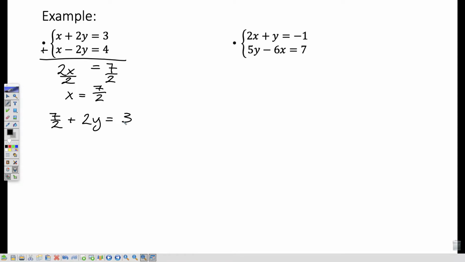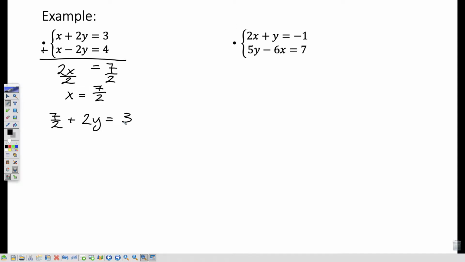Now we're going to have to deal with fractions, such is life. You either have to know how to deal with fractions and just do it, or know how to clear fractions so you don't have to work with them till the end. Does anyone here know how to clear a fraction? Okay, I'm going to show you both ways. How would I solve this equation? Subtract 7 over 2 from both sides.